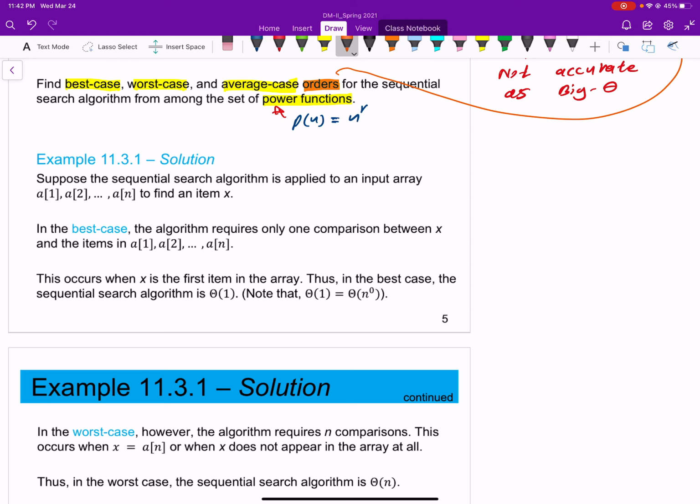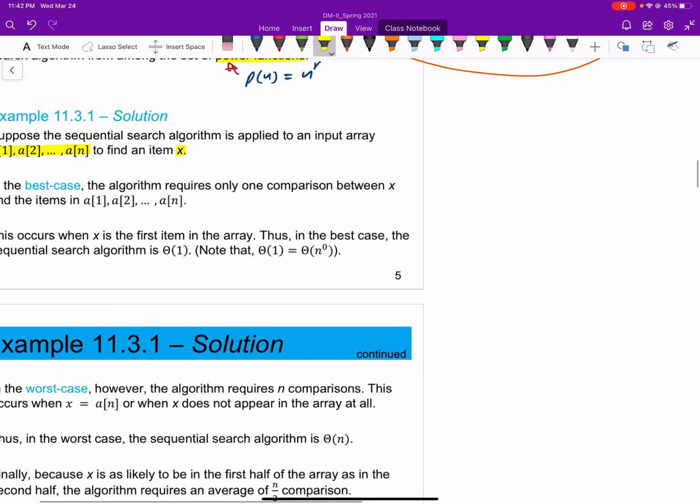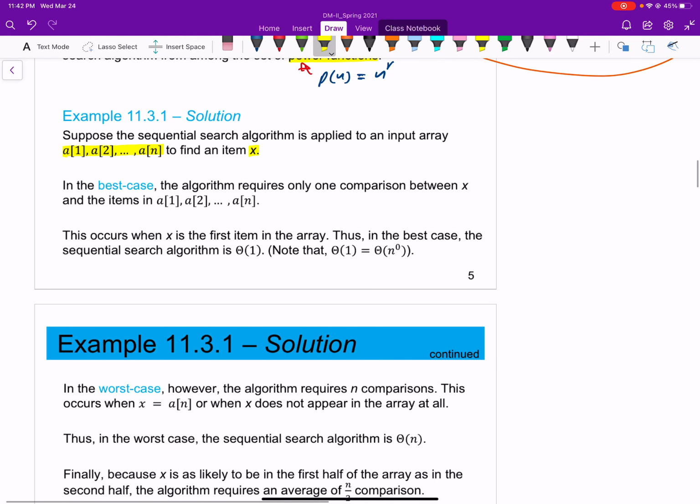Okay, this is example 11.3.1, and that's the solution of that. Now you have this sequence, A1 up to AN. You have to find item X. All right, the best case is when x is the first element. In the best case, the algorithm requires only one comparison between x and the items in the sequence.